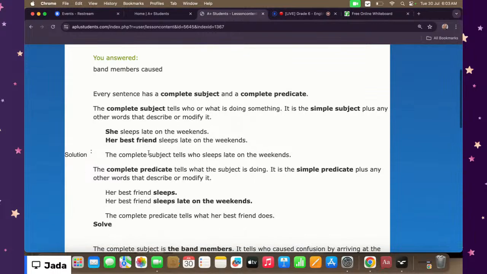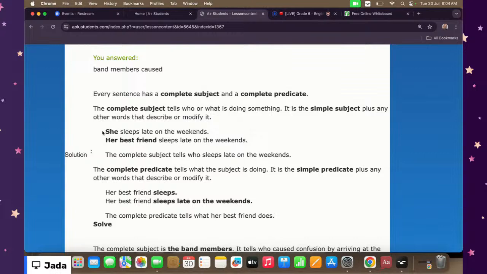So first we just need to know what a complete subject is. So a complete subject tells who or what is doing something. So it tells us who is doing something in the sentence. It is the simple subject plus any other words that describe or modify it. So you need to take notes that it's gonna be complete, nothing is missing. That's what we have as the complete subject.